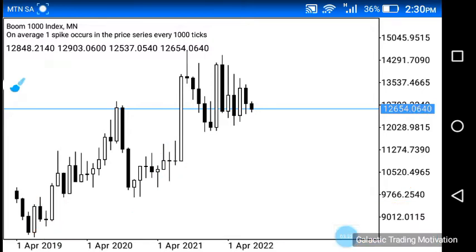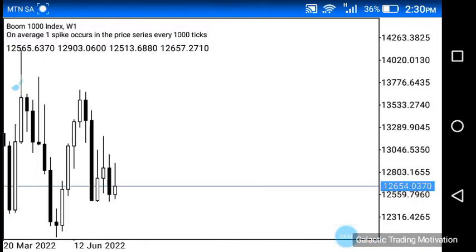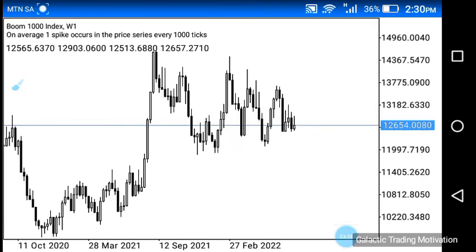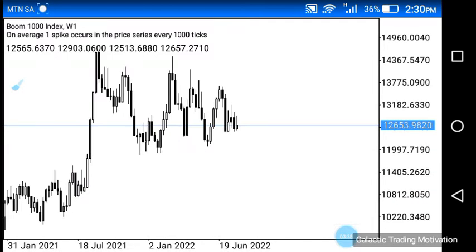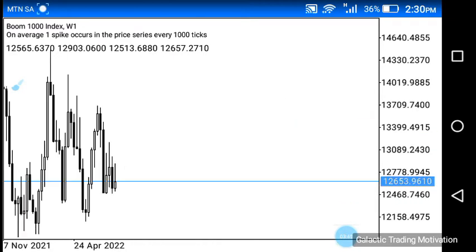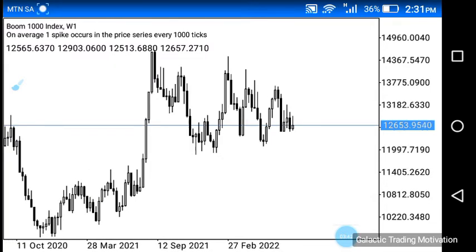So from here, I'm just going to head down to the weekly chart. Just bear with me. Here we are on the weekly chart. Let's see. So what do we see on the weekly chart?